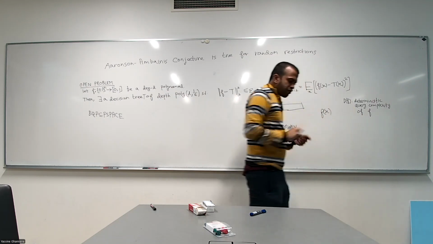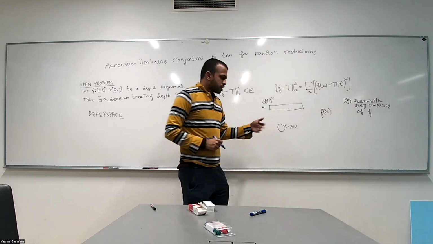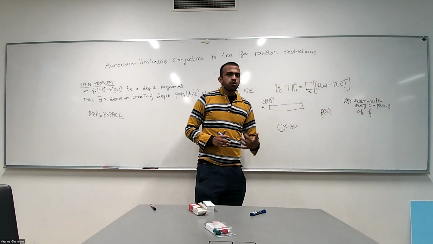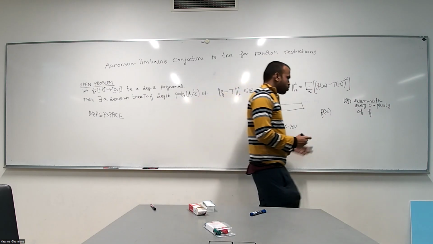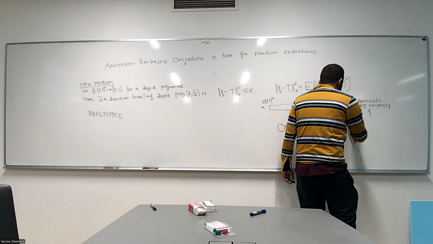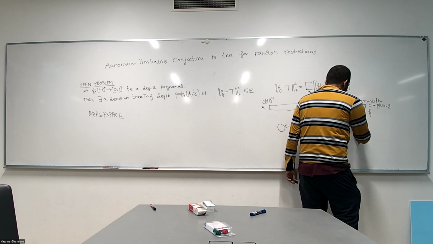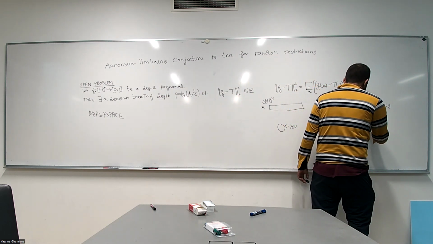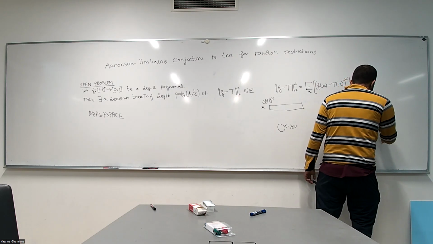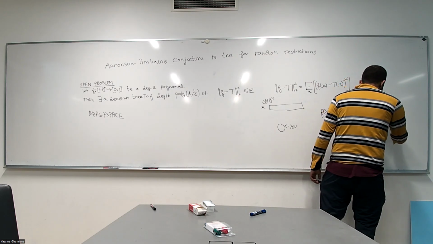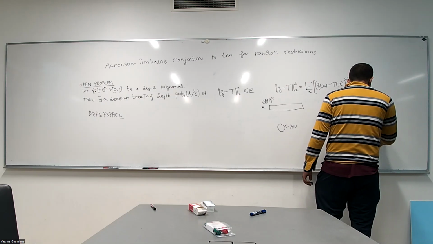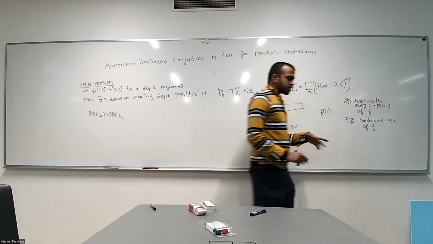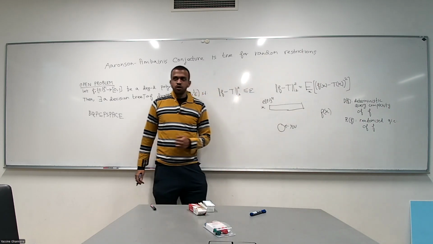You can also define a variant where you can use randomized strategies. So you have random coins at your disposal. And the variant we get is the randomized query complexity. Okay, let's call that R of f. And there's the third variant. This is the one we'll be concerned with.